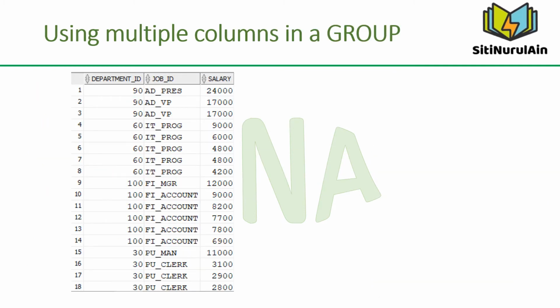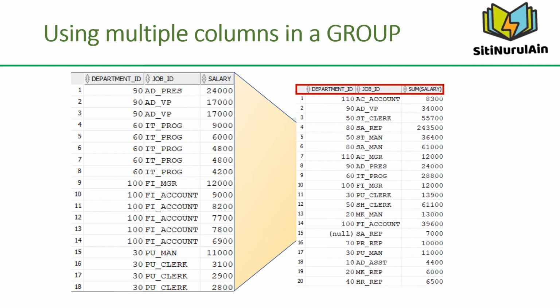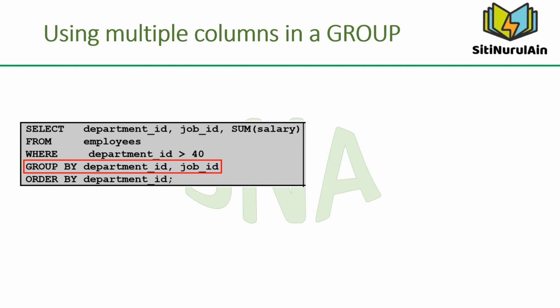Sometimes, you need to see results for groups within groups. The slide shows a report that displays the total salary that is paid to each job title in each department. The employees table is grouped first by the department number, and then by the job title within that grouping. You can return summary results for groups and subgroups by listing multiple group by columns.